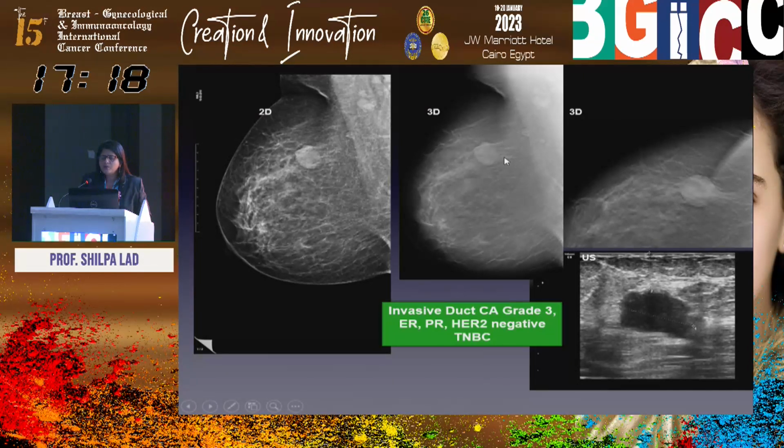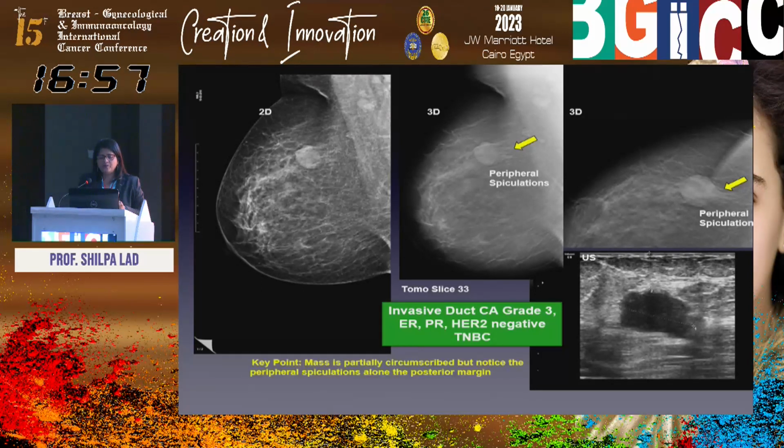But notice the posterior margin. Do you notice the peripheral spiculations? Almost like a comet tail sign, right? That is there. So this was biopsied, and it was in keeping with invasive duct cancer, ER/PR HER2 neu negative, a triple negative cancer, TNBC.